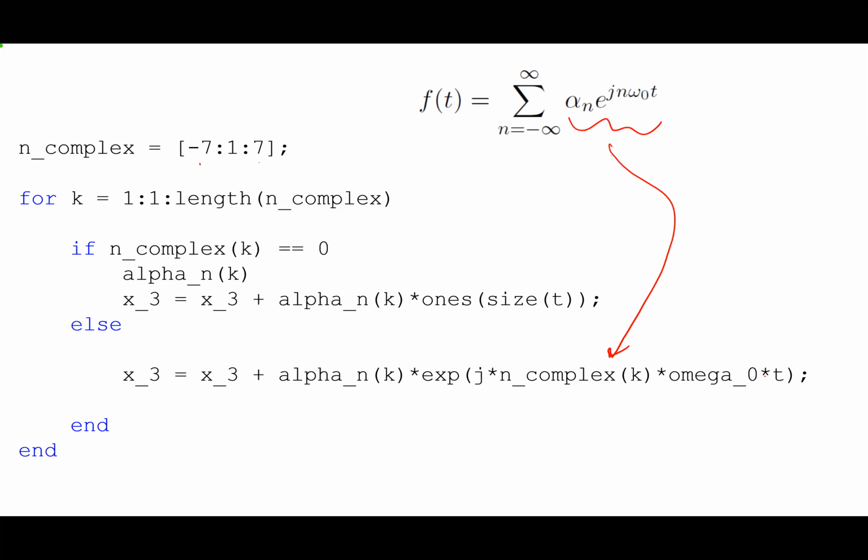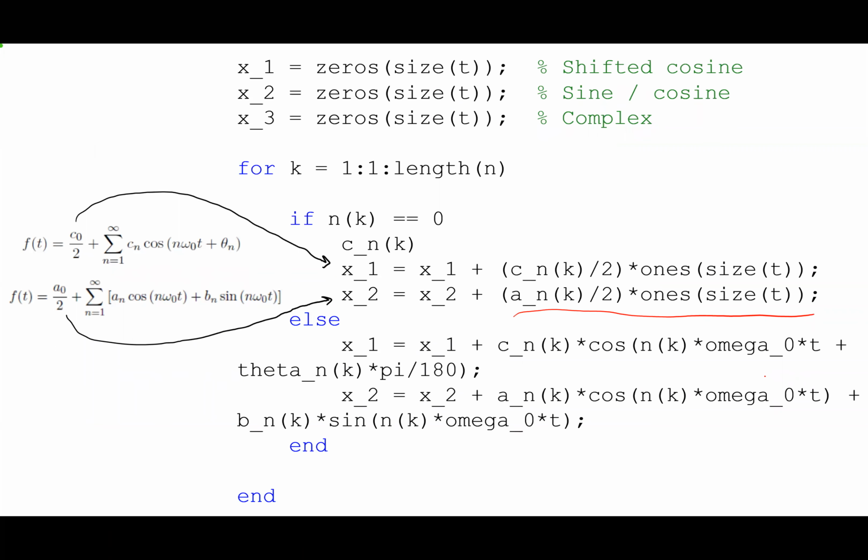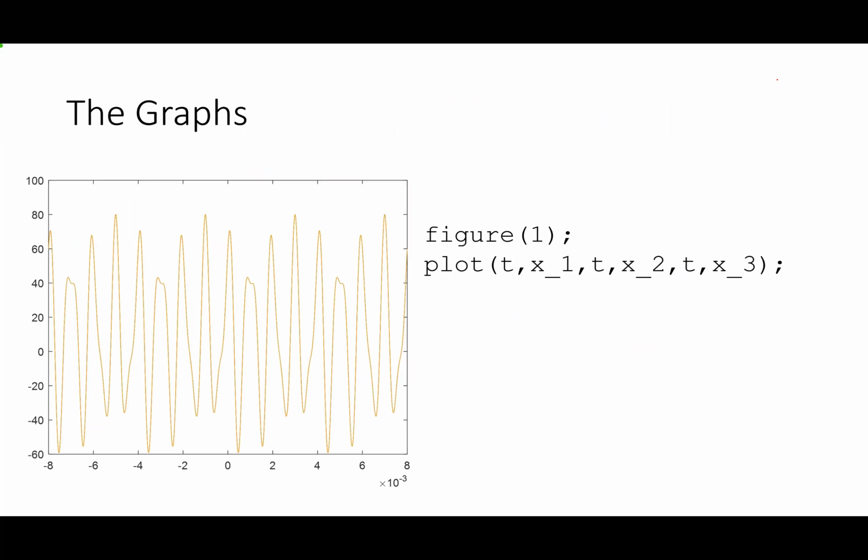And if I do that and I plot all three of them on top of each other, this is a good check to make sure you've done everything right. If all three of them sit on top of each other, then good, it works. I've done it right. So what I've plotted is all three forms of the series, right? I plotted x1, x2, and x3, and I defined them here. x1 was the shifted cosine form of the series. x2 is the sine cosine. x3 is the complex form of the series. So I did all three of them sitting on top of each other, like that.